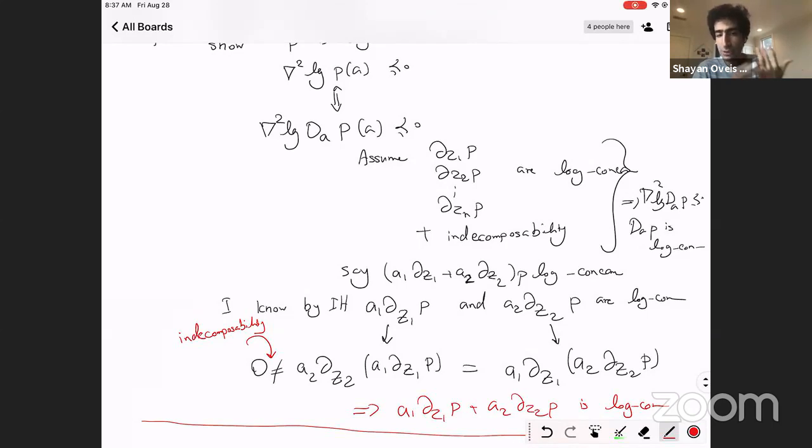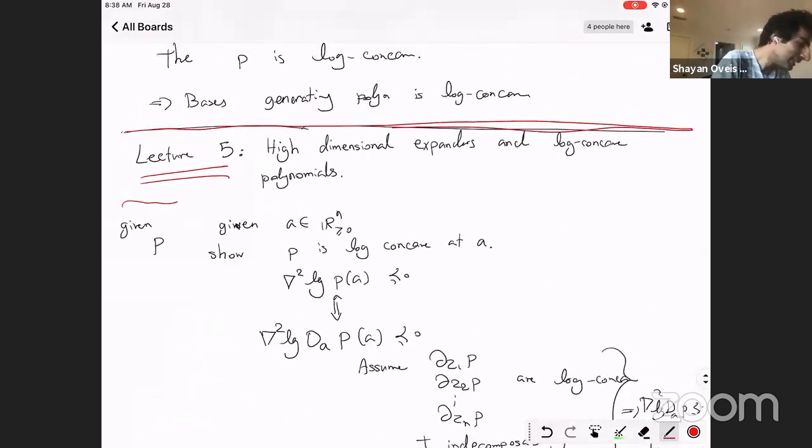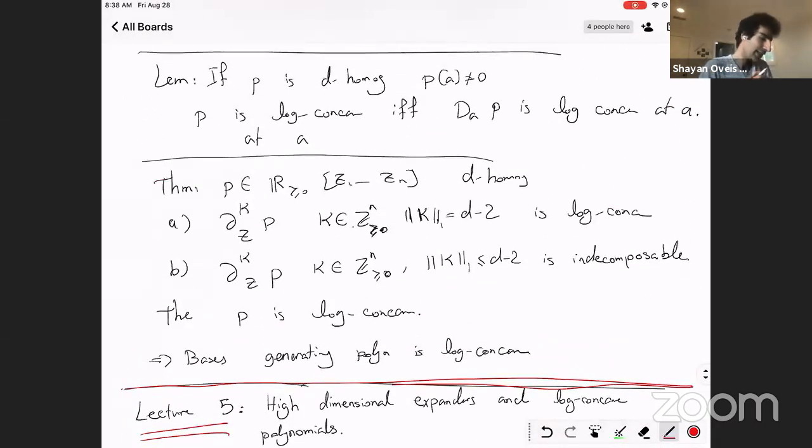What we actually use is two facts. We use the base case. The base case is when you get to a degree 2 polynomial, and we use indecomposability. So what you need to show to say that the polynomial is log concave is that all partial derivatives of the polynomial are indecomposable, and that when you take enough derivatives until you get to a degree 2 polynomial, that degree 2 polynomial is log concave.